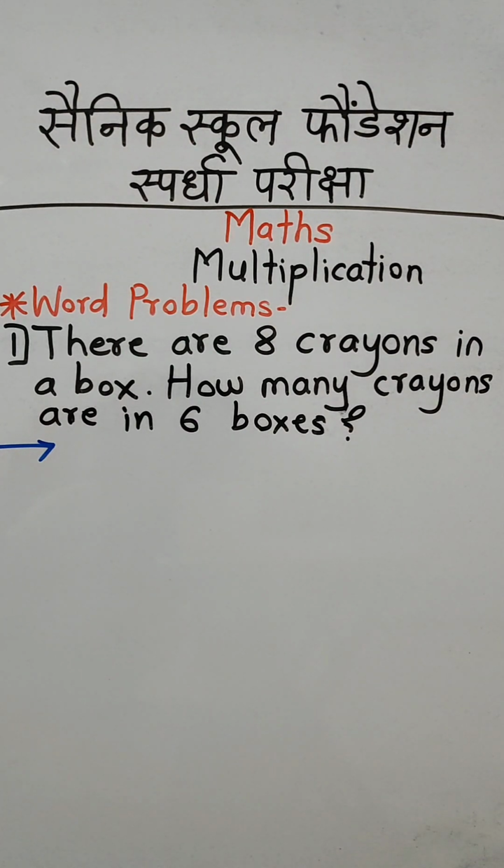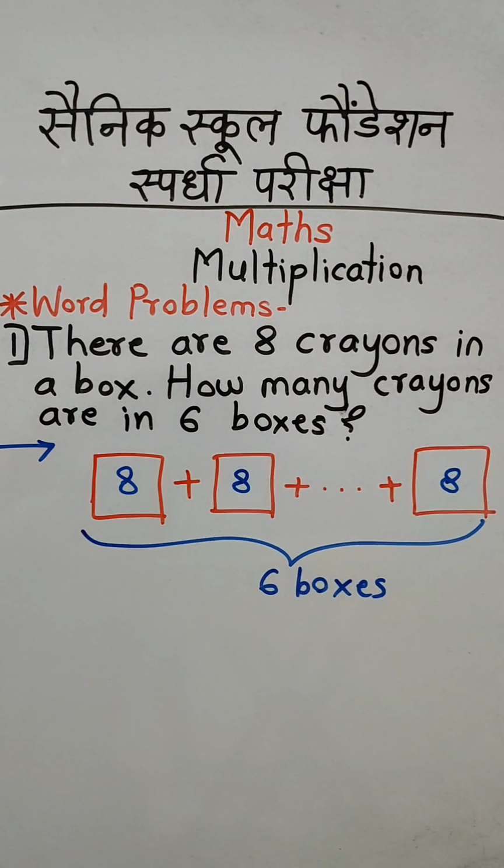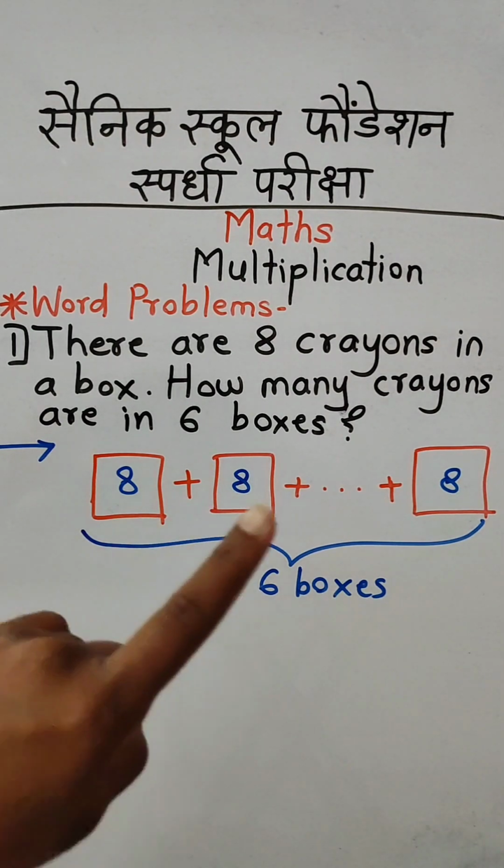Suppose you are given the first example: there are 8 crayons in a box. How many crayons are in 6 boxes? That means we are given one box in which 8 crayons are kept, and we have to find the total number of crayons in 6 such boxes. That means there are 6 boxes, and every box has 8 crayons.